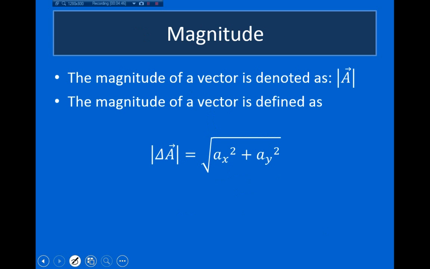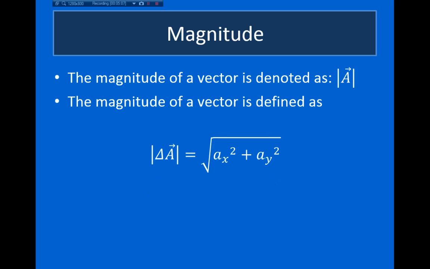Now at the beginning of this video, I said that a vector was something that has magnitude and direction. And up to now we've been talking about components of vectors. So how do we calculate the magnitude of a vector? Well, the magnitude of a vector is given by this formula here. The magnitude of the vector is the square root of the x component squared plus the y component squared.